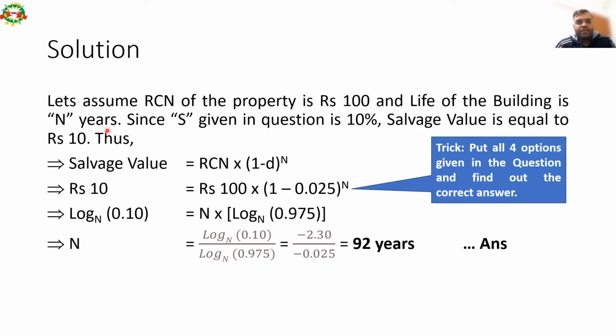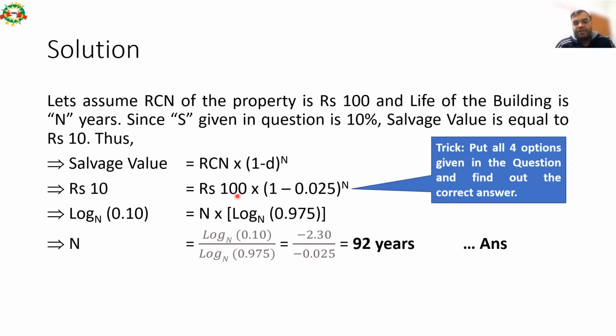So let's assume the RCN of the property is 100 rupees, because the value is not given, so we have to take certain assumptions. Let us assume that the replacement cost new of the building is 100 rupees and the life of the building is say n years. Since salvage is given in the question as 10%, the salvage value in absolute terms will be rupees 10. So we use this formula: salvage value is equal to RCN multiplied by (1 minus D), depreciation, raised to the power n, which is the life of the building. This is the simple compound interest formula. So rupees 10, the salvage value, is given in the question.